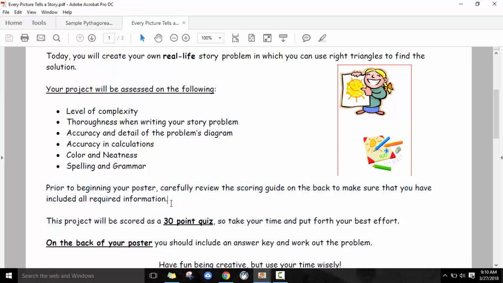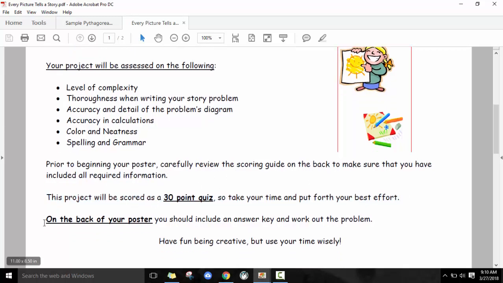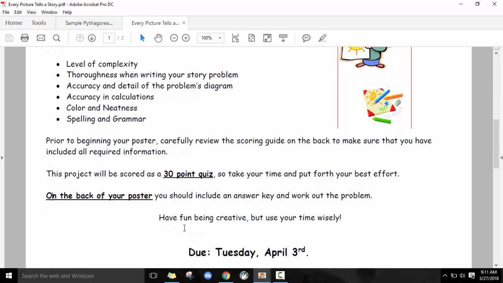You could also make a rough draft, write out your story problem before you put it on your poster paper. The project will be scored as a 30-point quiz, so you want to take your time and put your best effort forward. And then on the back of your poster, you must include the answer key and work out the problem. So on the front, you're not going to solve the problem. It's just going to be like a story problem from a textbook. And then on the back, you're going to do the solution on it.